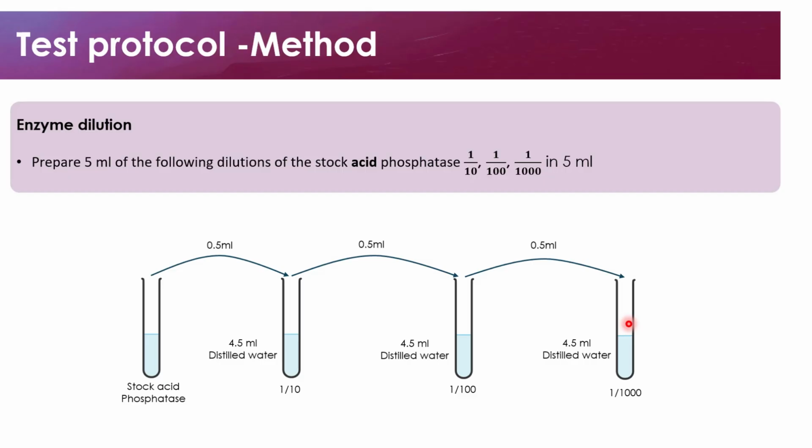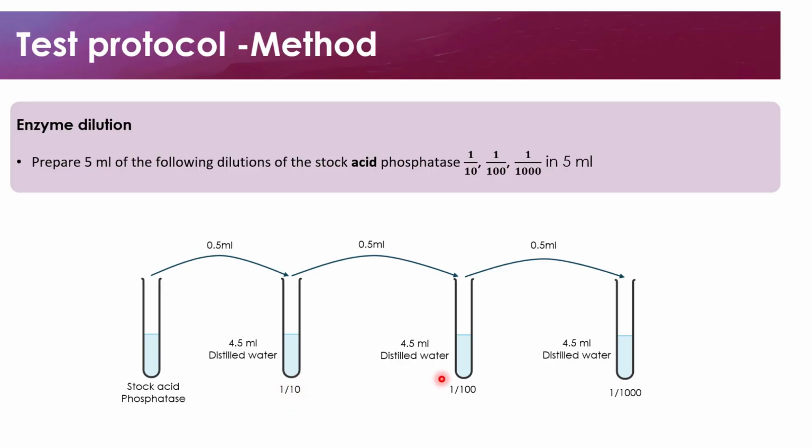So the next is the enzyme dilution. We are going to do 1 in 10, 1 in 100, and 1 in 1000 dilution in a final volume of 5 mL. So to do this, we prepare 5 mL of the following dilutions of the stock acid phosphatase. To prepare our 1 in 10 dilution, we pick from our stock acid phosphatase 0.5 mL and add to a test tube containing 4.5 mL of distilled water to prepare our 1 in 10 dilution.